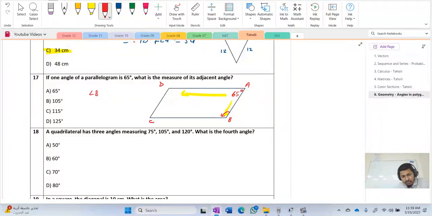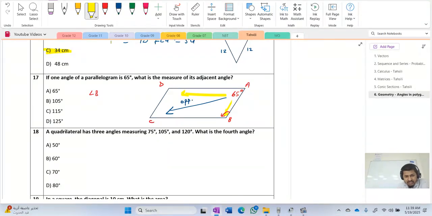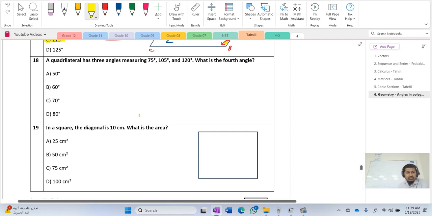A quadrilateral has three angles measuring 75, 105, 120. What is the fourth angle? That's easy. The fourth angle, angle 4, is 360, the sum of angles of a quadrilateral, minus 75 plus 105 plus 120. Now remember, 75 plus 105, that's going to give me 180. 180 plus 120 is 300. So 360 minus 300. So that's going to give me 60 degrees. So simple, 60 degrees.